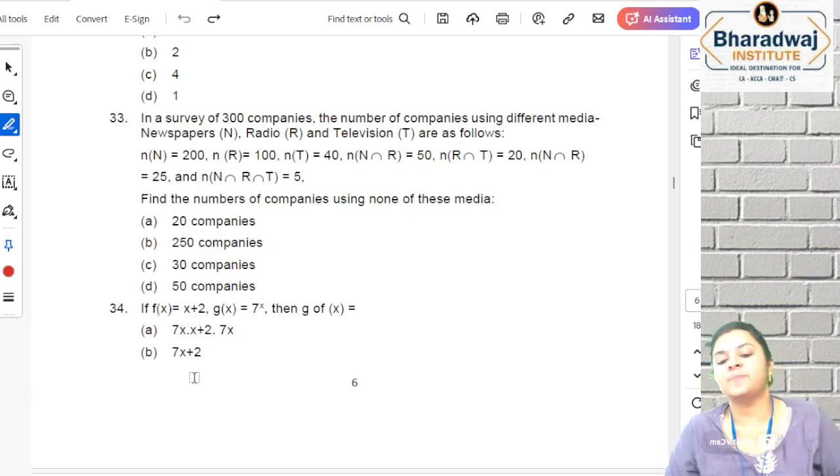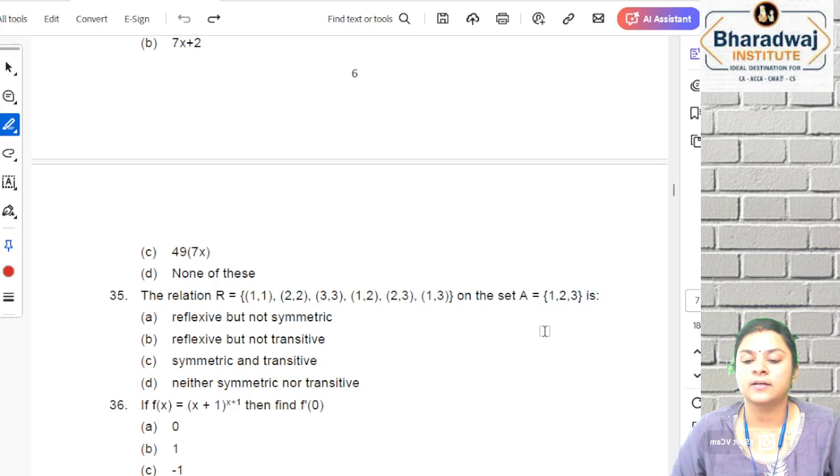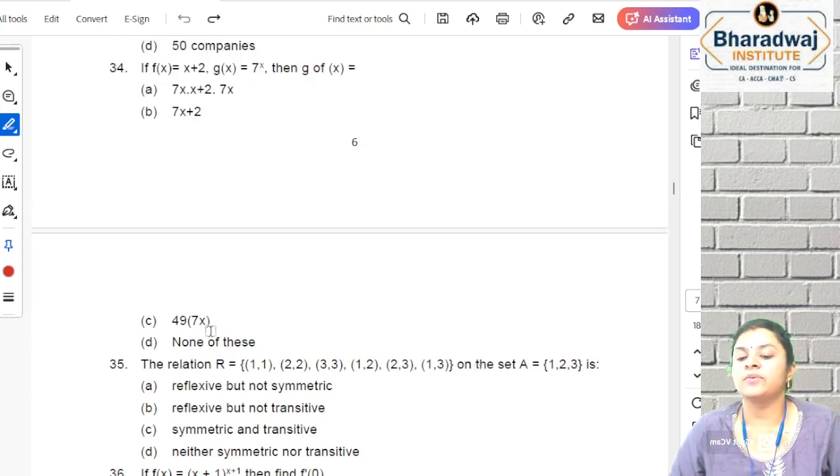F of x is x plus 2. G of x is 7 power x. G of f of x. Find f of x first. So substitute: 7 power x plus 2. 7 power x plus 2 can be written as 7 power x into 7 square. So which is 49 into 7 power x.